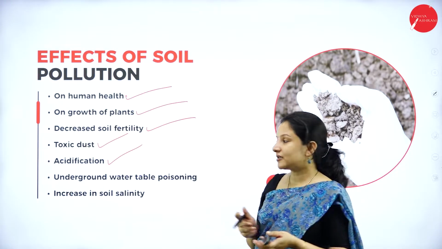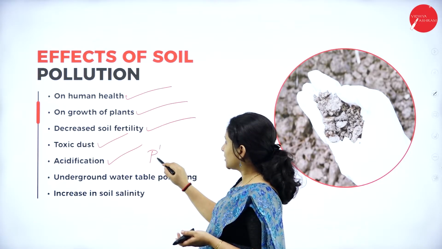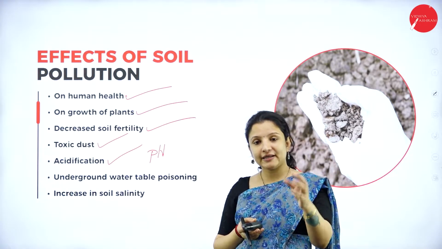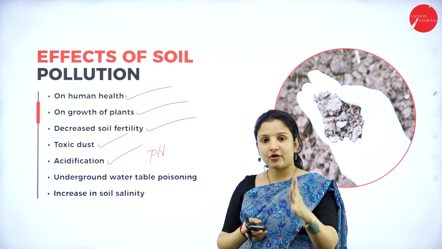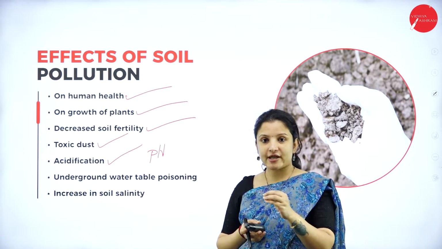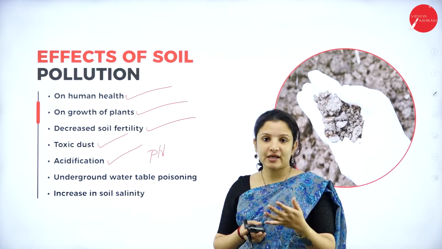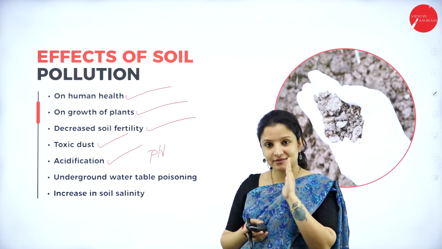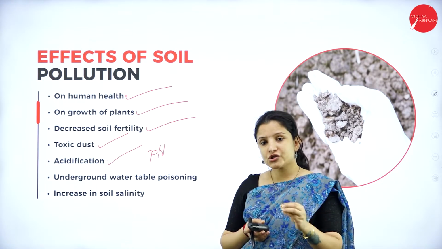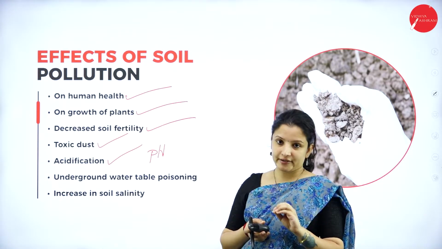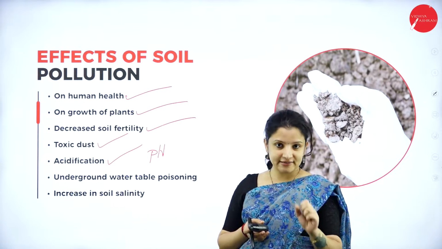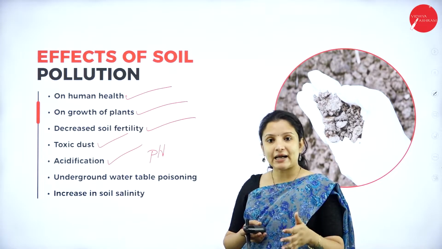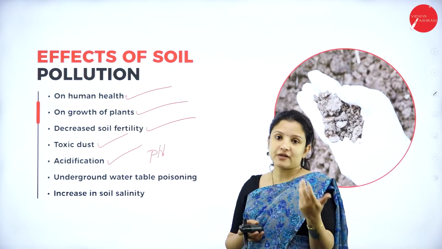Acidification is nothing but this: soil has a particular pH at which it should be maintained. We have acidic soil, basic soil and neutral soil. Soils with a pH of less than 7 are considered acidic, more than 7 basic, and exactly 7 neutral. It is good for some plants if the soil is basic, for some if it is acidic, and for some if it is neutral. So that is how soil acidity is balanced depending on what type of crops we are growing there.